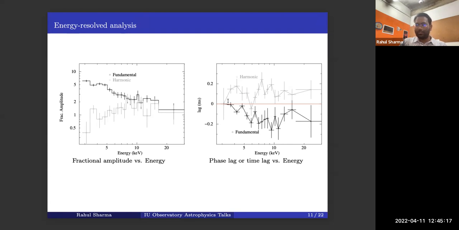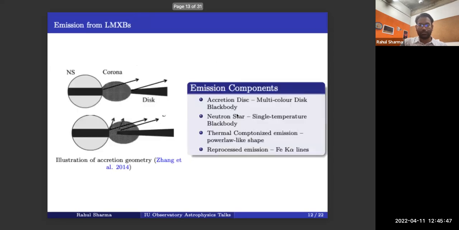If we see the phase delay or time delay, we found that the fundamental has a negative lag, while the harmonic has a positive lag. So both have a different lag in the full energy band compared to the first energy band. These things have been observed in this source in previous outbursts too, like 2015 and 2019, with the NICER satellite. So this kind of behavior is already known in this source.